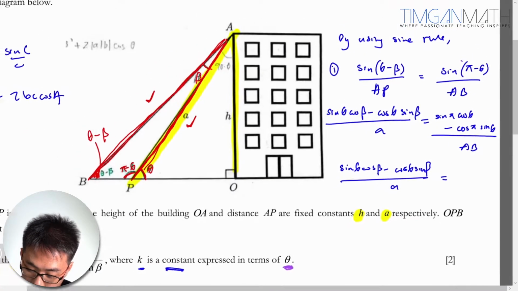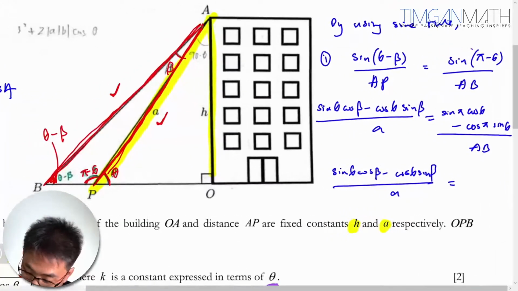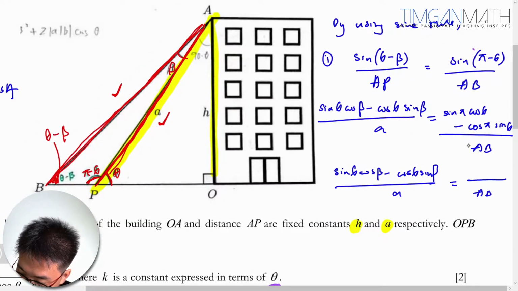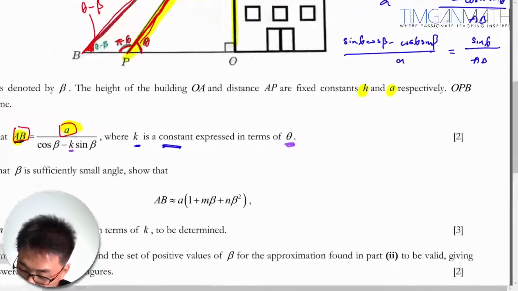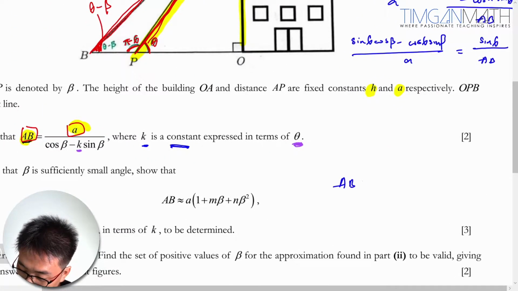This AB would be what? AB would be AB. This will be 0, so this will be sine theta. Ta-da! So what I want is actually my AB to be alone. So AB will be alone would be sine theta over A, sine theta cosine beta minus cosine theta sine beta.